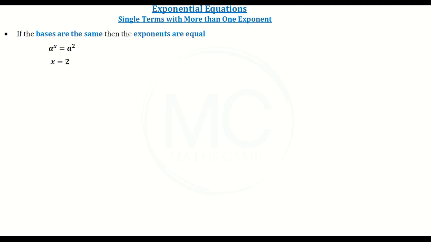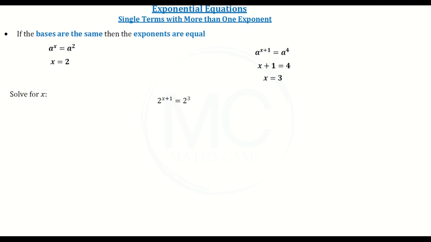Now, as long as the bases are the same, the exponents will be equal regardless of how many exponents each term has. Here we have a to the power of x plus 1 is equal to a to the power of 4. A is our base on both sides, which means that our exponents are equal. From this, we can see that x plus 1 is equal to 4. Now we can solve for x. Let's subtract 1 from both sides, and we see that x is equal to 3. Using this idea, let's look at some examples.